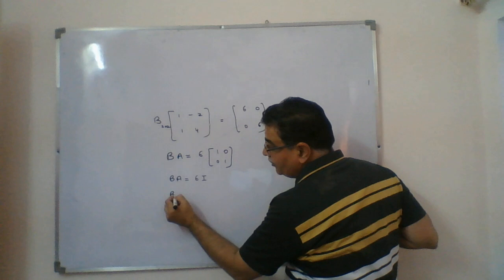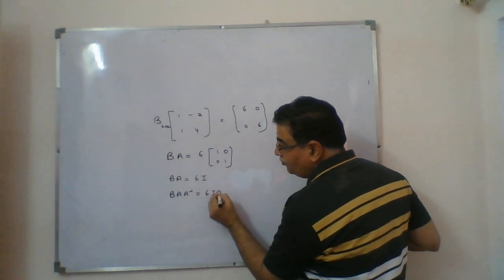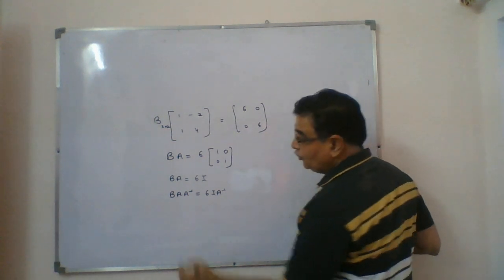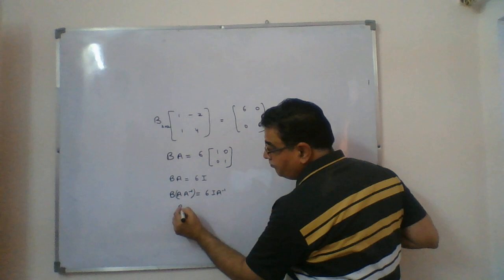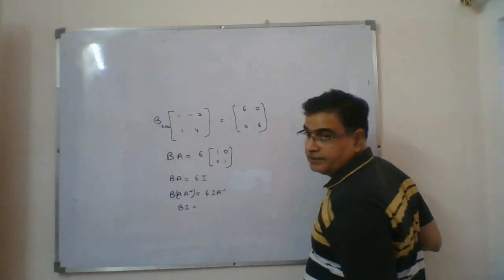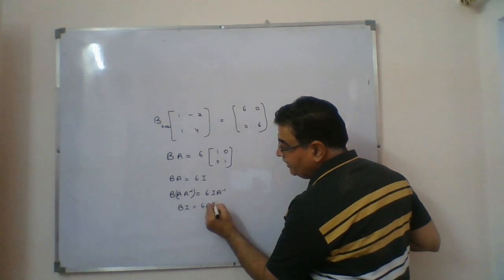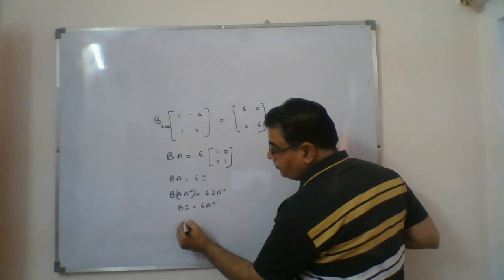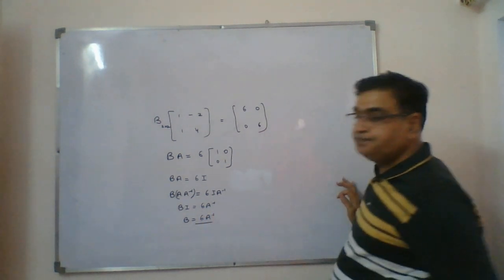And that you can remove by using inverse. So multiplying inverse on both sides. When you do this, A into A inverse, what will that come? B into I. And 6, A inverse I will be 6 of A inverse. And then B can be calculated easily, 6A inverse.